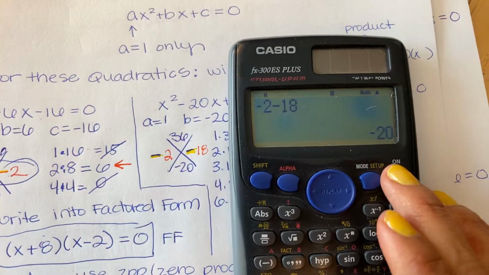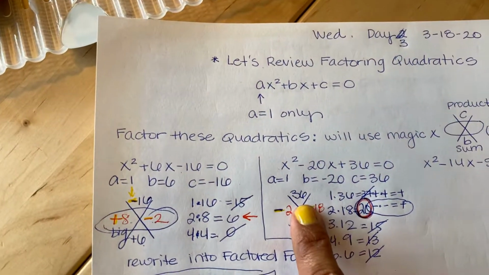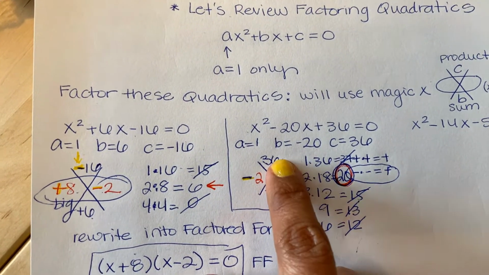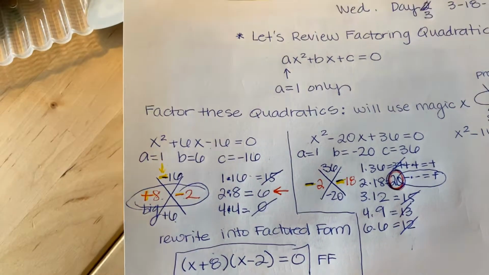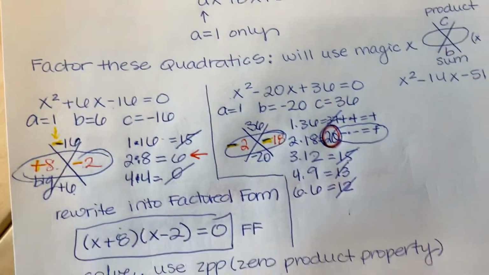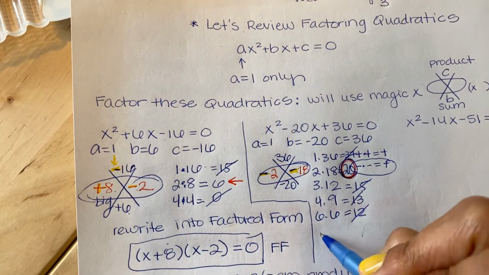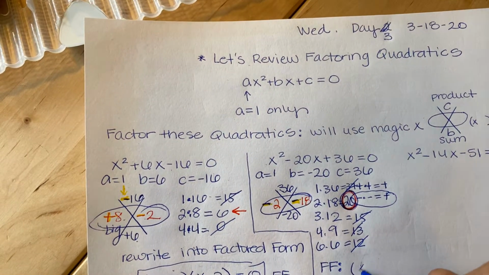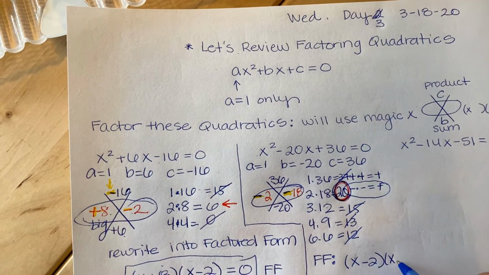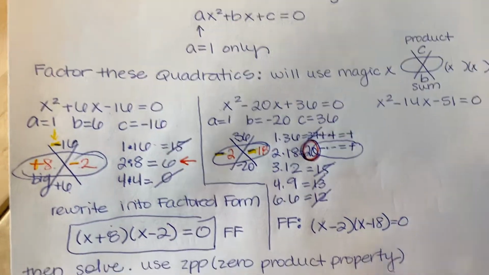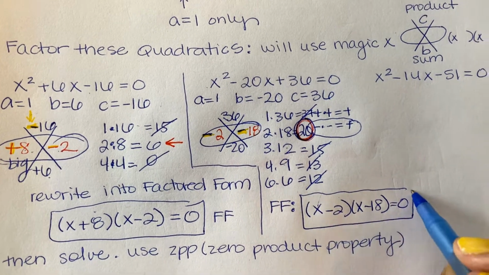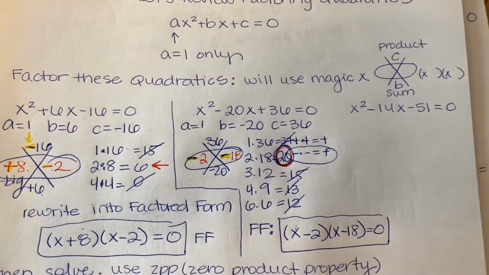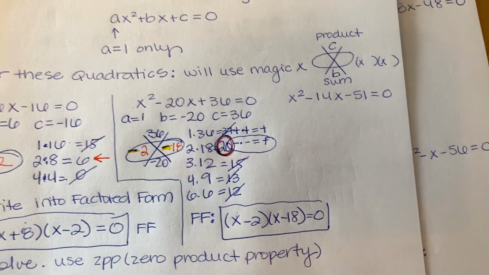And so it satisfies the product of the C value, which is 36, and it satisfies the summation of the B value, which is negative 20. And so these are our factors, right? Okay, so if we rewrite it in factored form, it will be x minus 2, x minus 18. And that is our factored form, correct? Okay, so let's go to our third example.